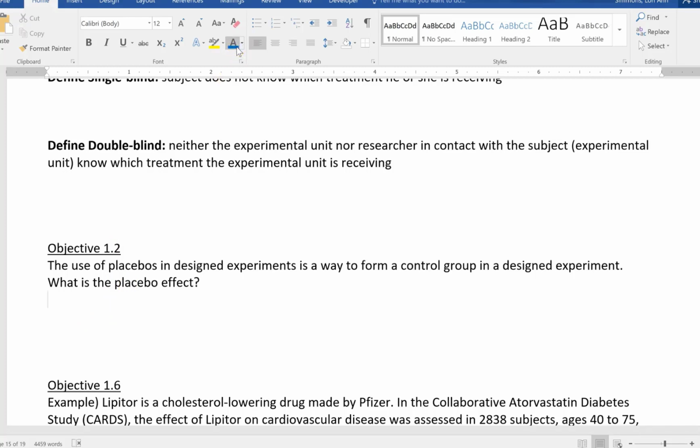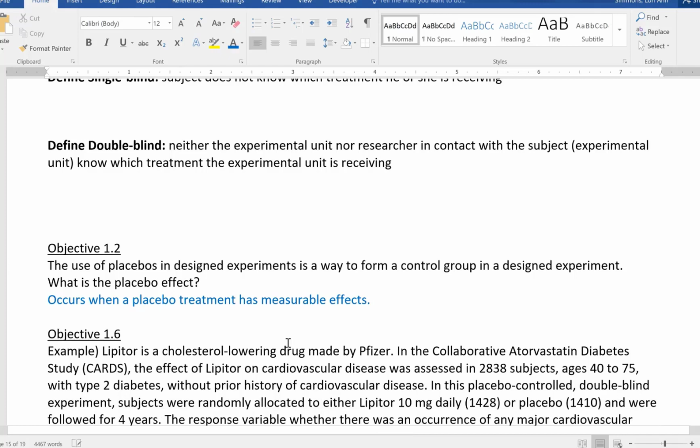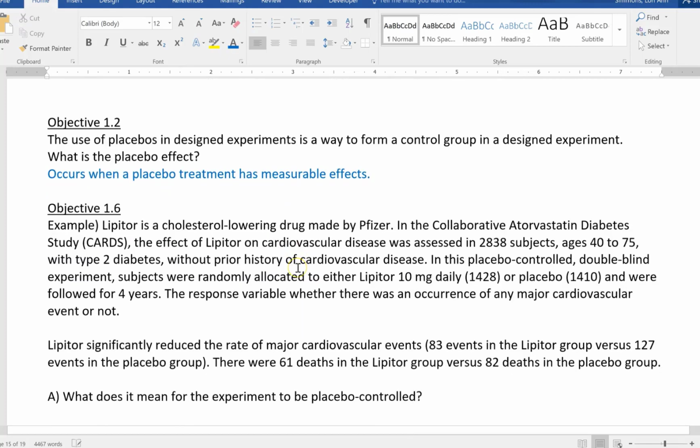So let's start with the objective 1.2. The use of placebos in design experiments is a way to form a control group in a design experiment. What is the placebo effect? This occurs when a placebo treatment has measurable effects. So you may have heard of the placebo effect, and this is the definition we will be using. So let's look at an example.